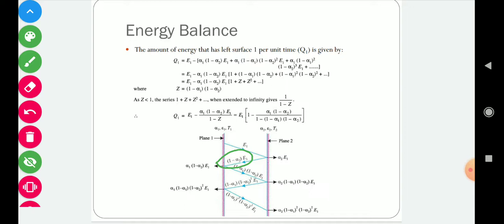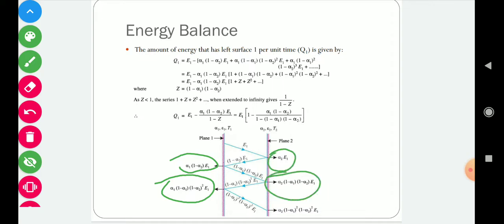So if we multiply this 1 minus alpha 1 by incident radiation, it will give you the total amount of energy which is again reflected back to surface 2. And this phenomenon will continue: this energy will be absorbed and the remaining energy will be reflected back. So these are the energy absorbed by multiple reflections by plate 1, and these are the energy absorbed by plate 2 due to multiple reflection.